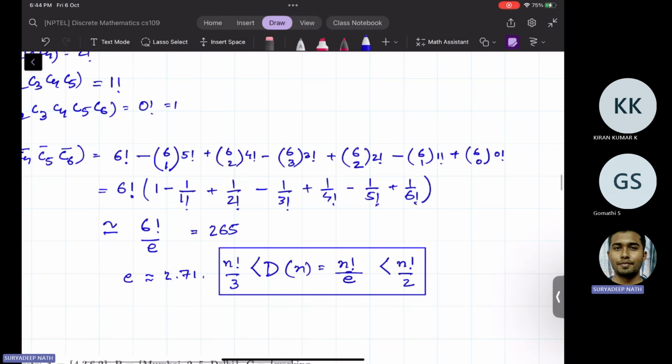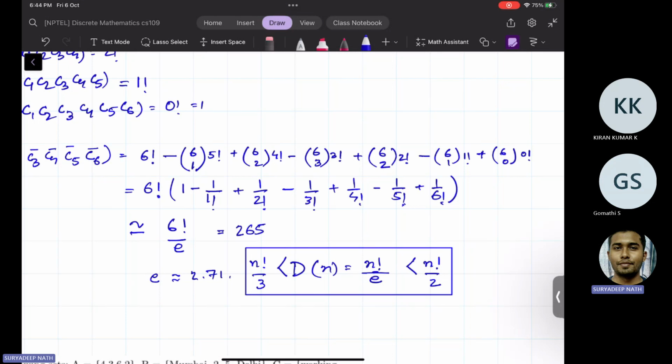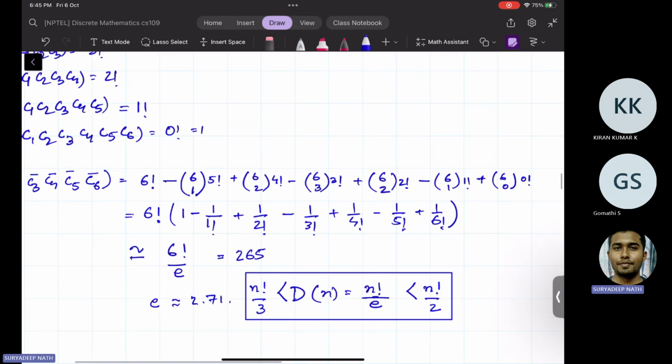So if you have been given a problem in the question to find the number of derangements, all you have to do is find n factorial. So you have n objects, you find n factorial and divide it by 3 and divide it by 2. It should lie between those two, and it should be closer to the bound that is on division by 3. So that is how easily you can select in MCQ questions.